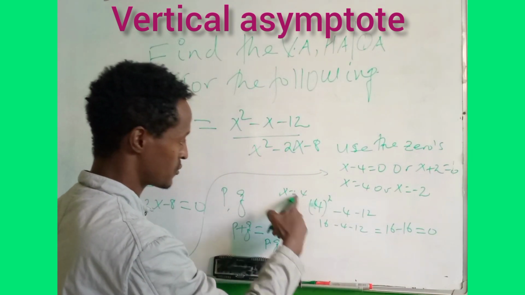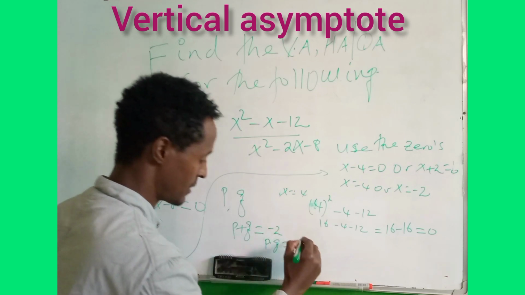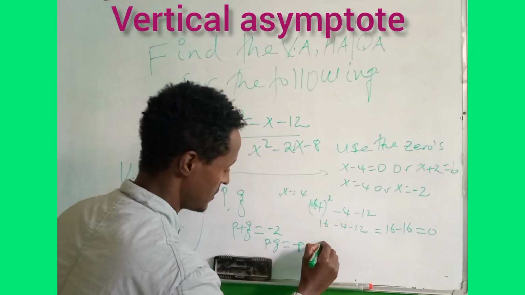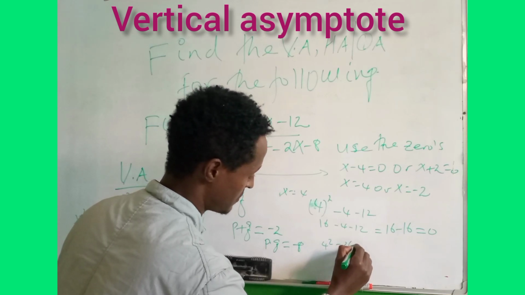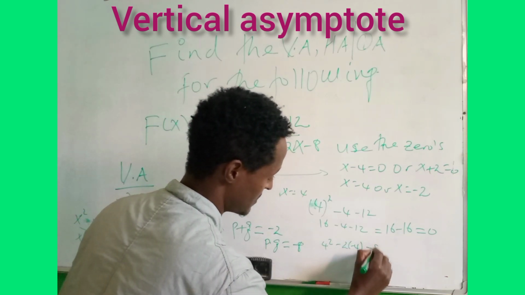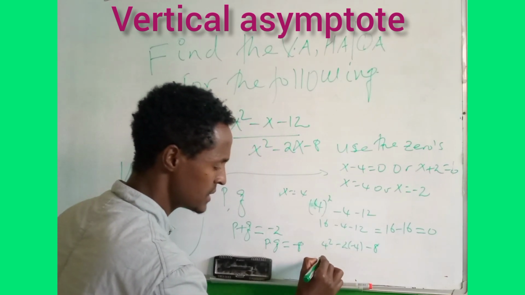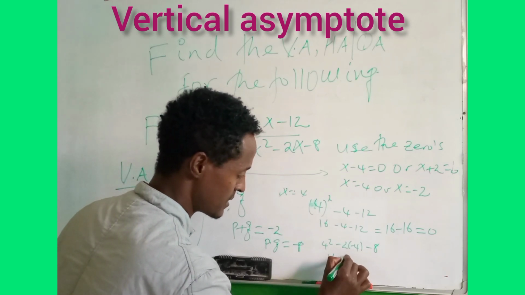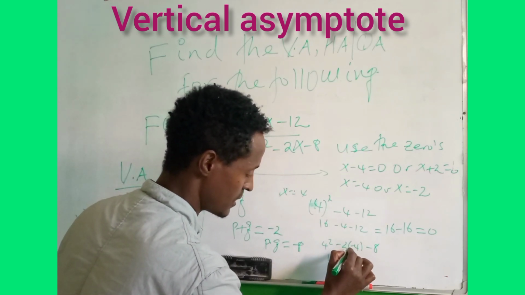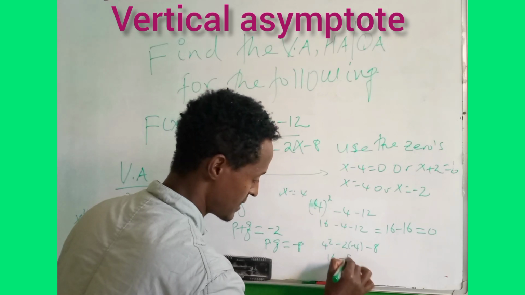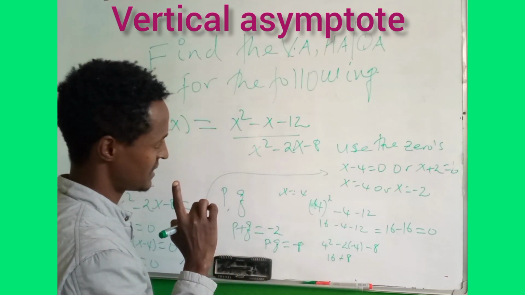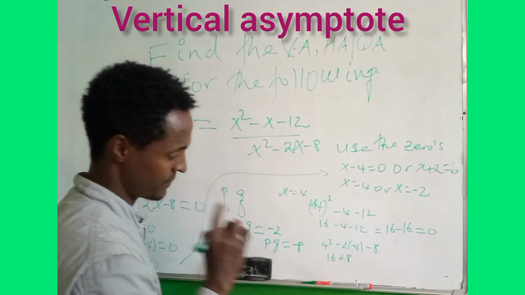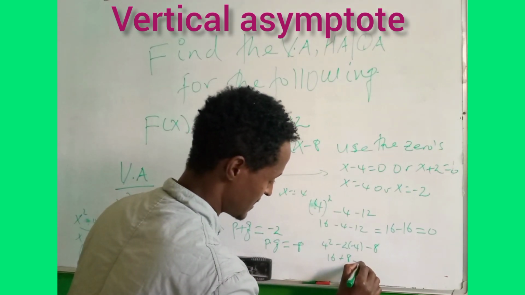Let me insert this one into the denominator. It will become 4 square minus 2 times 4, then minus 8. So what is 4 square? It is 16. Minus 2 times 4 is minus 8, then minus 8.